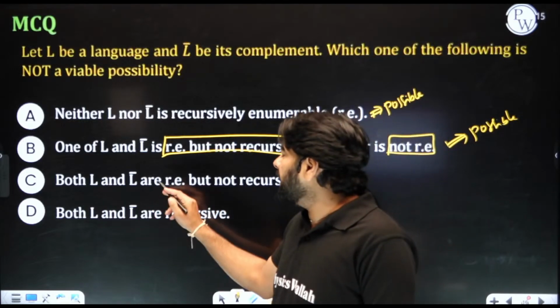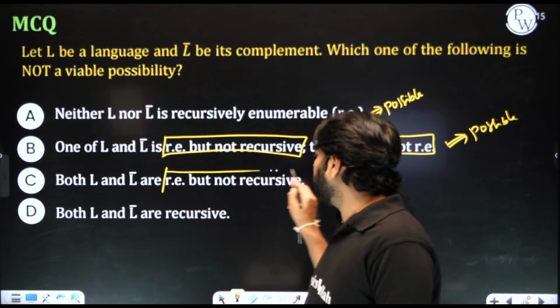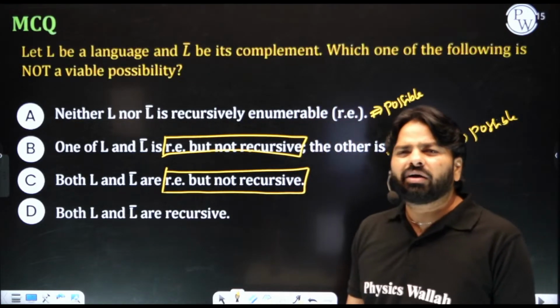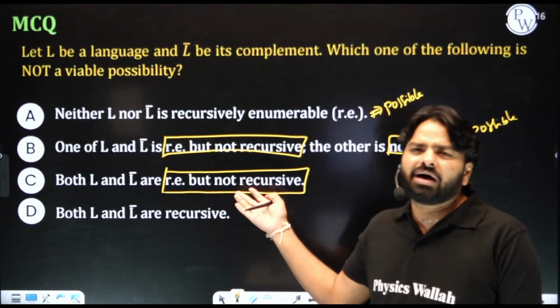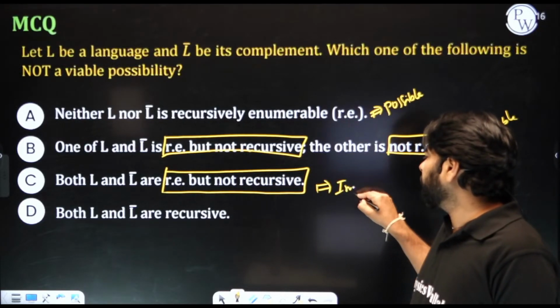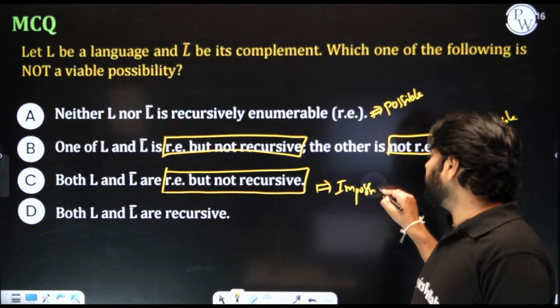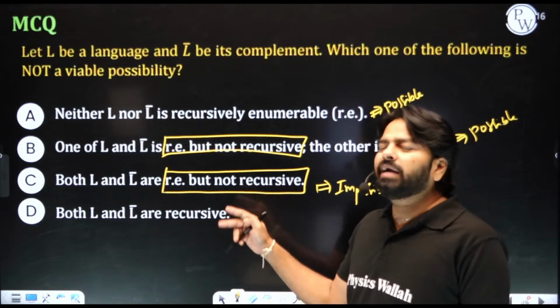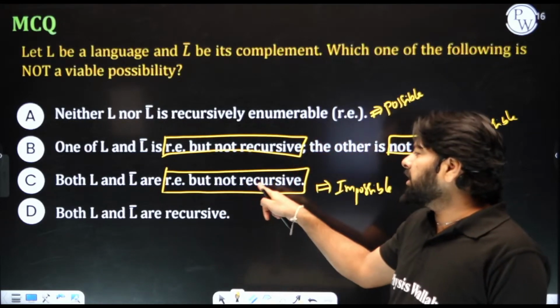Both L and L complement are RE but not recursive. Impossible. We know that if L is RE but not recursive, its complement can never be again RE but not recursive. So this is impossible. You cannot find even a single example in the world where both L and L complement are in the RE but not recursive class.